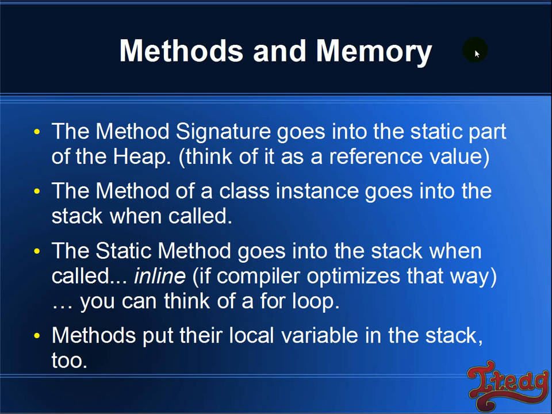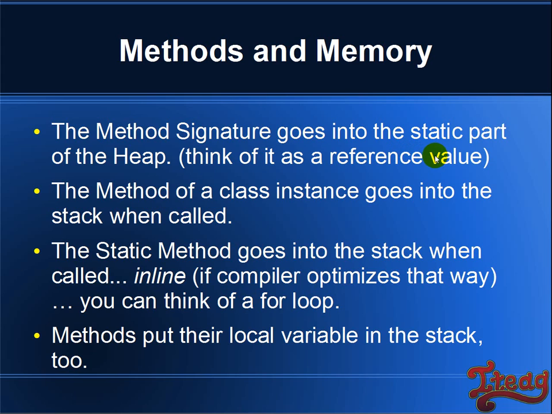Okay, so methods in that good old Java memory model: code, stack, static, and heap. The method signature part of your method goes into the static part of the heap. It's kind of like a reference value, just like a class value is its own reference value. A method signature is also a type of reference value. We don't really deal with it directly, but it is there, and it's part of the model.